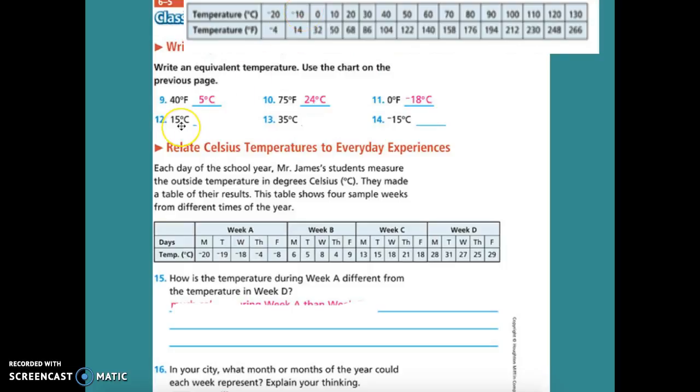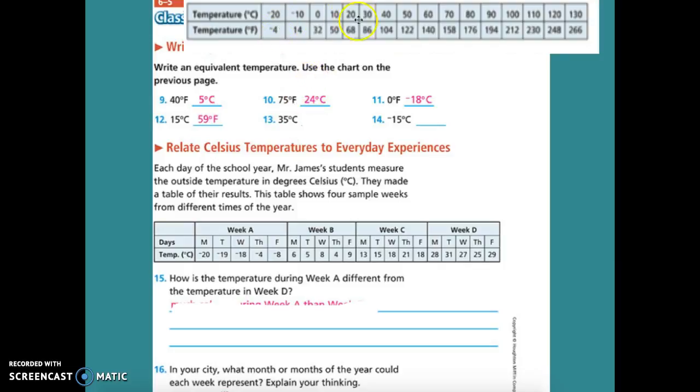Okay, how about you try this one? Go ahead and try 15 degrees Celsius. So 15 degrees Celsius, and we want to move to Fahrenheit. What would that be? All right, you said about 59 degrees Fahrenheit. You were right on. What about this one?